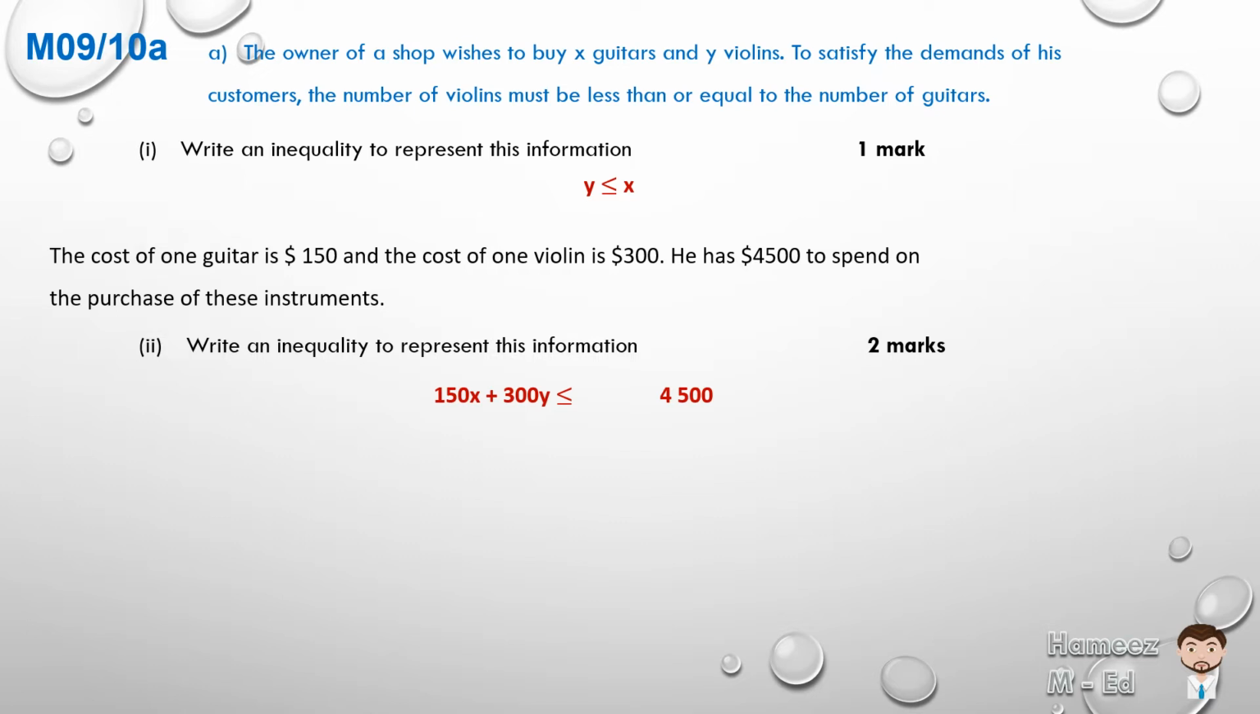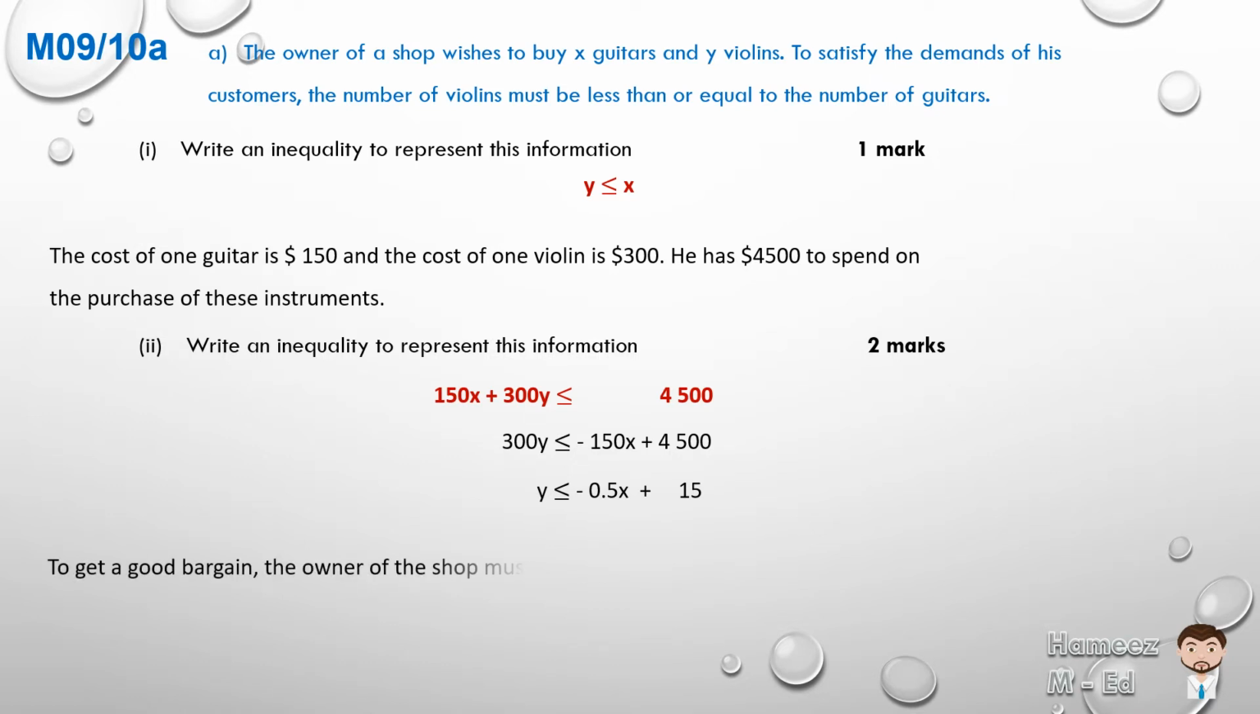And we can rearrange that. So 300Y is less than or equal to minus 150X if I carry it across, plus 4,500. So Y is less than or equal to, let's divide by 300, 0.5X plus 15. And why I rewrote it like this? So it looks like a straight line graph.